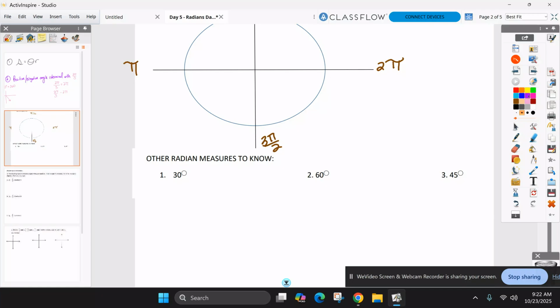And what do you notice? 30 degrees is pi over 6. Let's see if we can remember that. I guarantee by the time you walk out the door, you'll have that memorized by the amount of times we're going to need it. All right, 60 degrees: pi over 3. And 45: pi over 4.